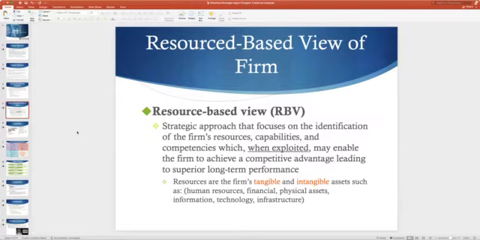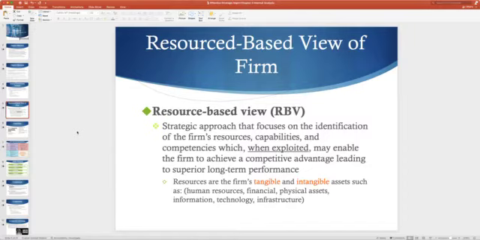And just a few of those would be human resources, financial, certainly the amount of money that you might have or the ability to obtain funds, physical assets, like your plant, machinery, those things, information, technology, and infrastructure.